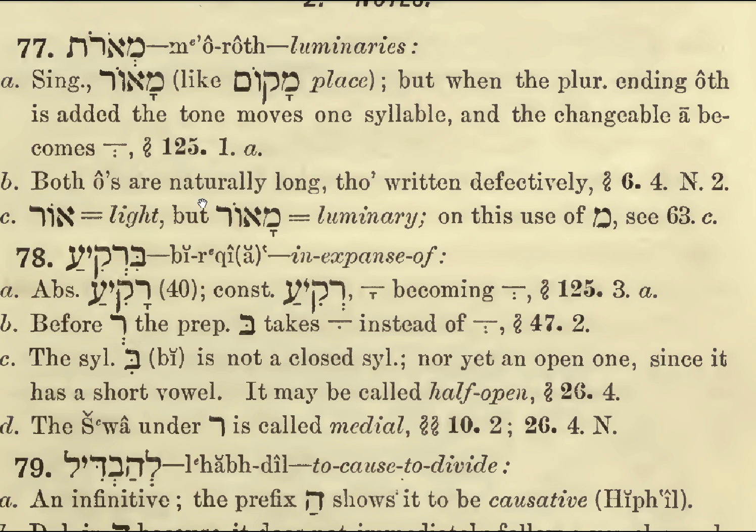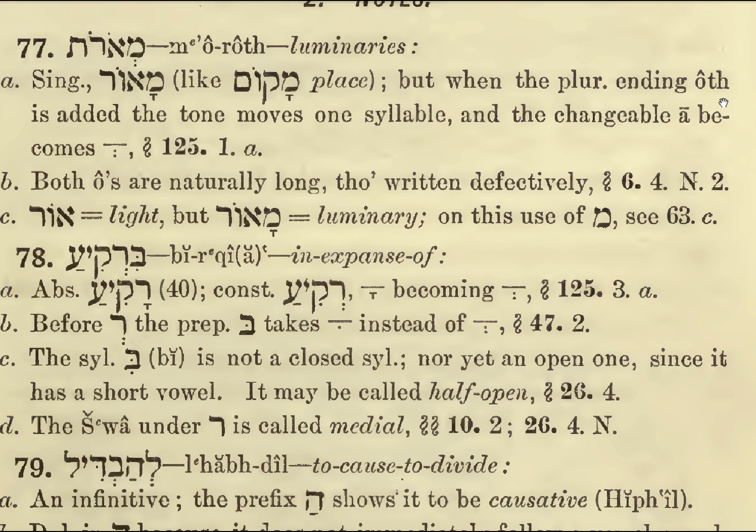Chapter 10. Meorot. Luminaries. Things that give light. Objects that are sources of light. Meorot. So the singular, ma'or, is like ma'kom, place, or.